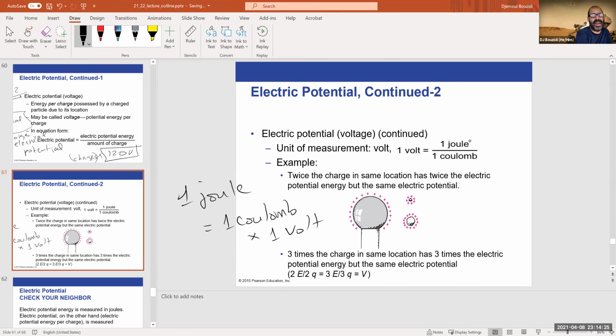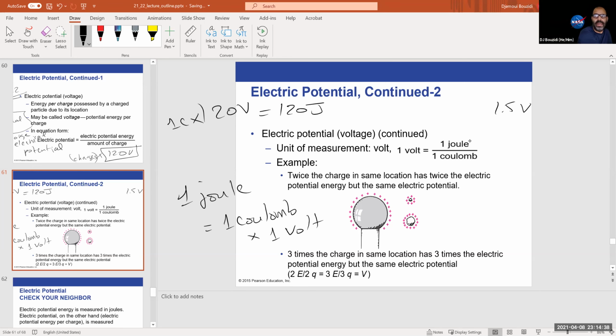If I have 120 volts and I take only 1 Coulomb, that means I'm taking 120 joules. With a 1.5 volt battery, like the one I was showing all day today, if I take 1 Coulomb from it, that is 1.5 joules. Obviously, if I keep on taking, I will run out of energy, and I have to go replace the battery from the store.